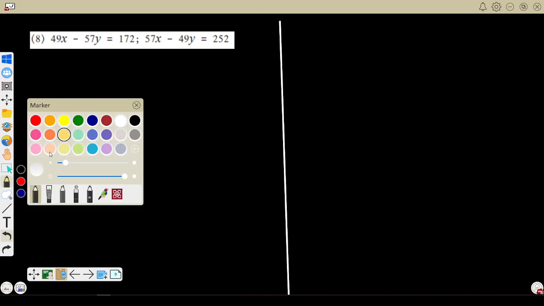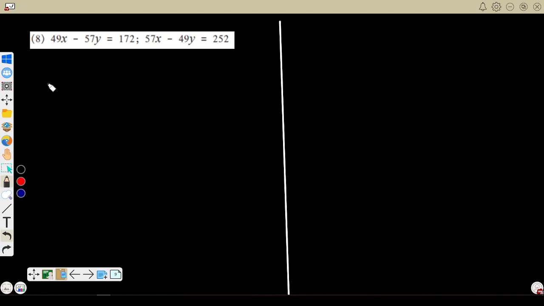We'll change the color. I'll take this. Now again look at this. If you observe the question, there are two equations. First is 49x minus 57y is equal to 172, and the second equation is 57x minus 49y is equal to 252. Now again, if you want, you can solve this by using substitution or elimination method. But again, if you look at the coefficients, the numbers are large, so the calculation will be a bit difficult. So what we will do is, we will modify the equations, we will try to simplify the equations, and then we will solve the equation as we did in the previous question.